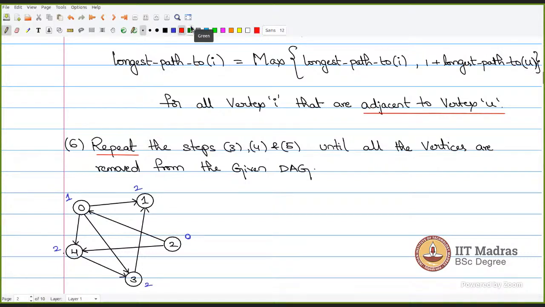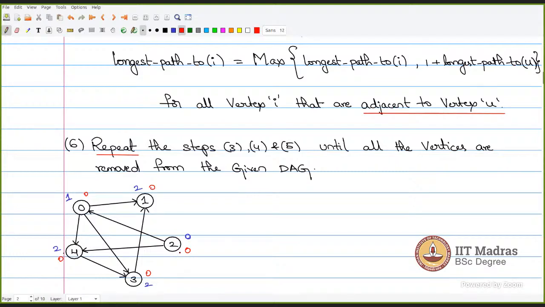Also we should associate one more number, which is the longest path to that particular vertex. So we initialize everything to 0, so every vertex's red number will be 0. Now we have to identify the vertex which has in degree 0. Which vertex has in degree 0? Vertex 2 has in degree 0.